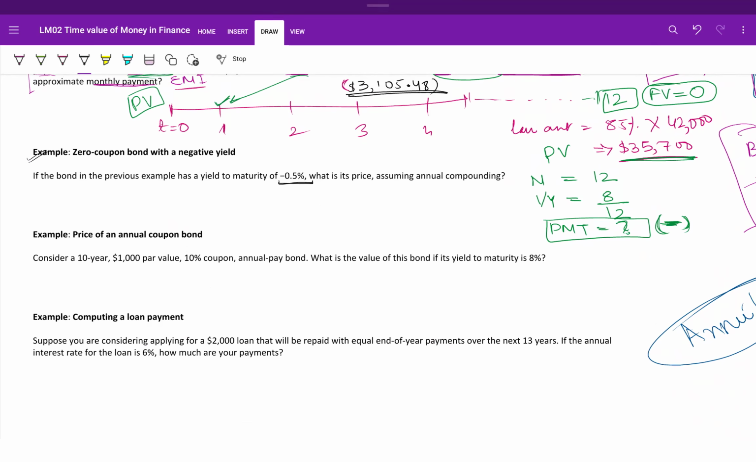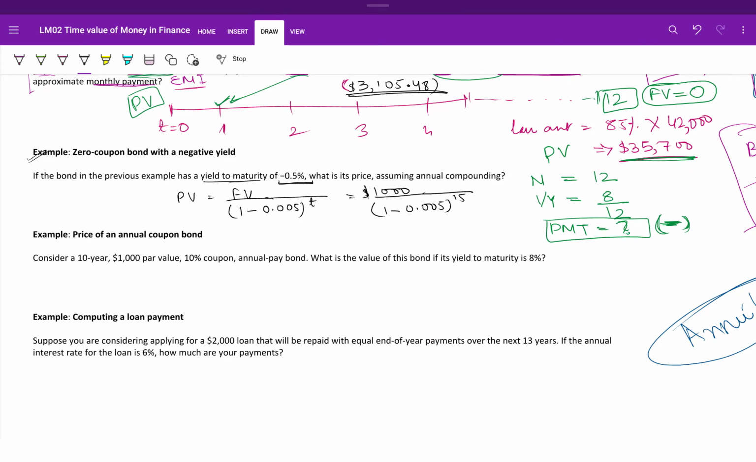So if I were to plug this into the formula manually, present value would be future value divided by 1 minus 0.05, raised to the power t. So this is what it would have looked like: 1000 divided by 1 minus 0.005 raised to the power 15. And we would have calculated the annual compound and yield to maturity.